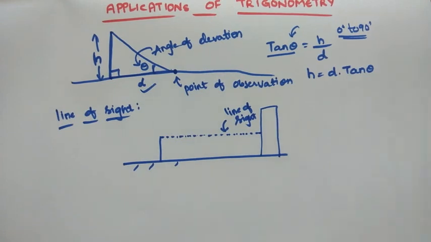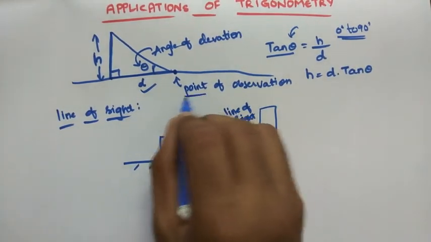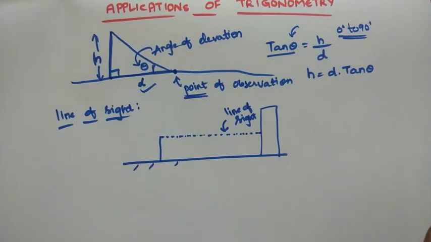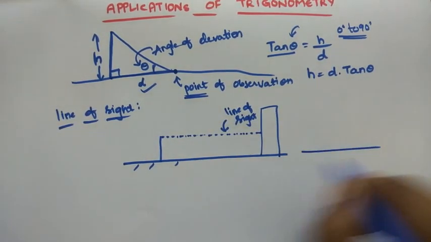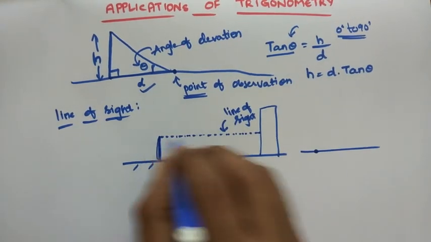Now the point of observation can be of two types. Either directly this point is on the ground, or a person like this is watching the object.